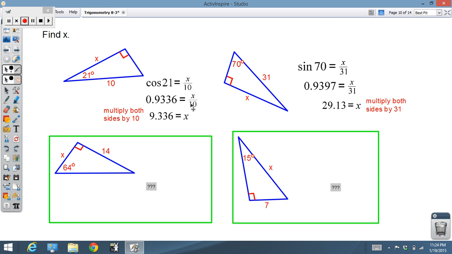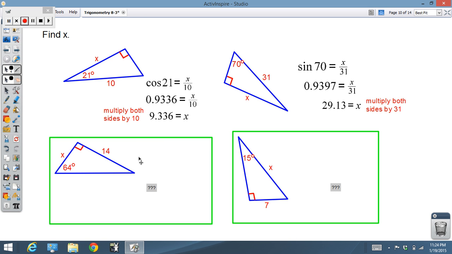Now, these solve out really easily because we can just take the ratio, cosine of 21, off our calculator, and since we have x over 10, here I can just multiply both sides by 10 and get x by itself. Same thing here if we multiply both sides by 31. Be really, really careful though, because sometimes it's not so easy.